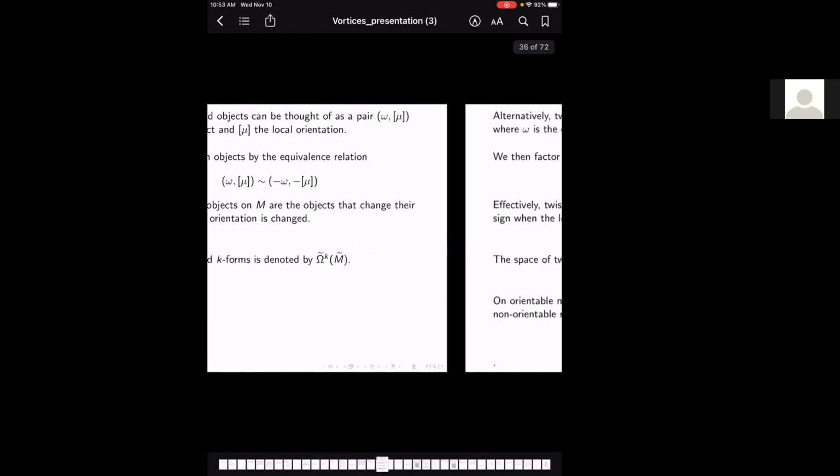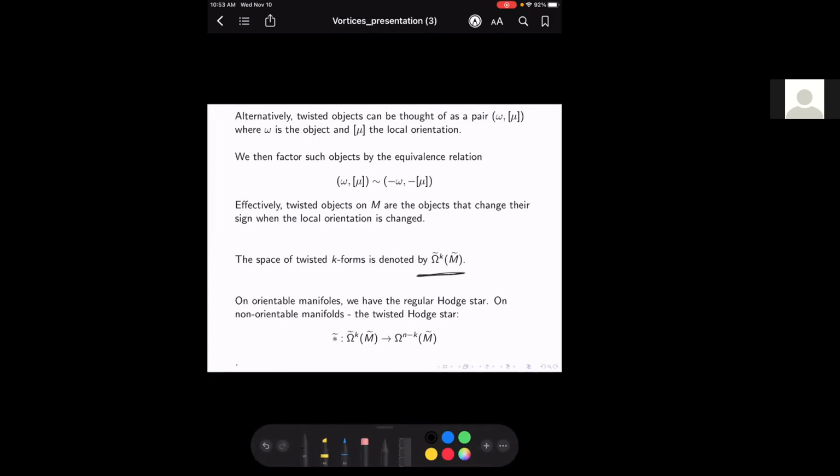Usually, the space of twisted k forms is denoted by omega tilde k of M, as opposed to the standard notation omega k of M. On orientable manifolds, we have the Hodge star, right, which sends k forms to n minus k forms. And on a non-orientable manifold, we cannot have the Hodge star because it requires orientation. But what we can have is the so-called twisted Hodge star, which we denote by asterisk with the tilde, and it sends twisted k forms to regular n minus k forms on our non-orientable manifold.